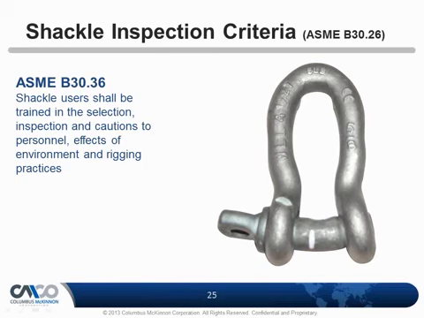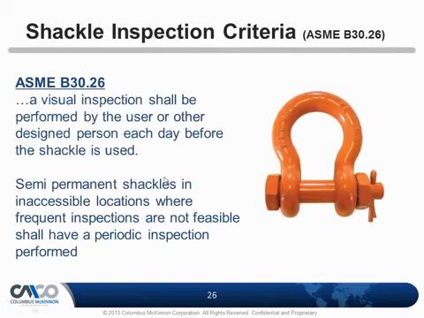All right, inspection criteria. So now we got through what all those markings mean. We chose the right shackle, but now we want to be sure it's safe to use. So that's our next step as a rigger, and so we want to go through and inspect it before we use it. So a visual inspection shall be performed, and where it's in a location where you can't get to, or it's not feasible to inspect every lift, you have to at least do a periodic inspection on those shackles.